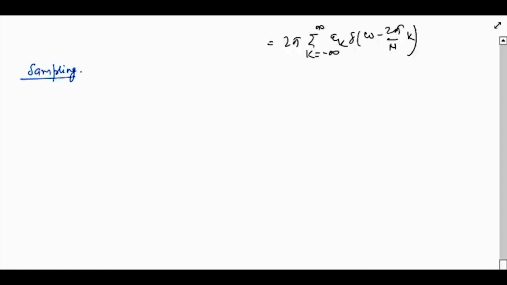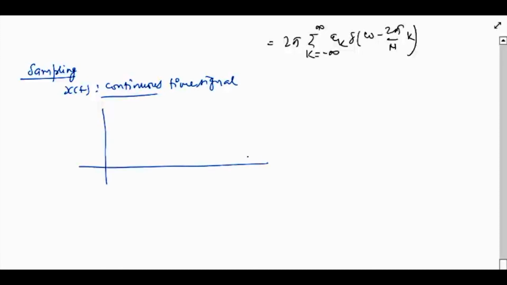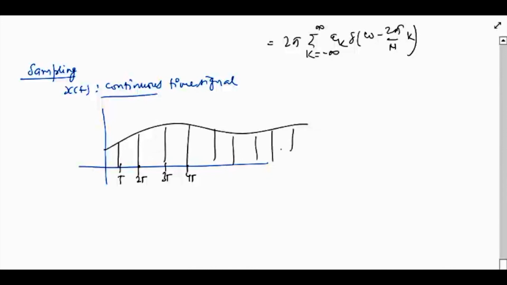Suppose we have a continuous time signal x(t), for instance, say this is x(t), and say we sample it every T units of time. This is T, 2T, 3T, 4T, and we take these samples. So we sample it every T units of time.